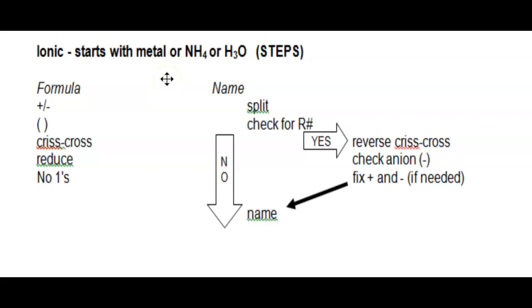These are notes for writing ionic compounds. Here are some hints for you. I know it's ionic because it starts with a metal, NH4, H3O. Here are some steps. When you're getting the formula from the name, these are your 5 steps.